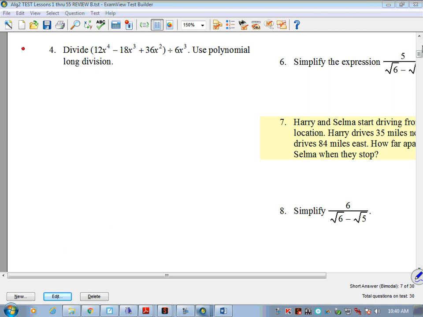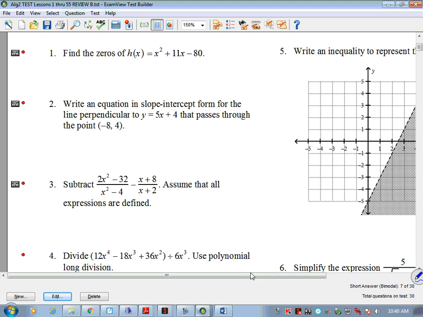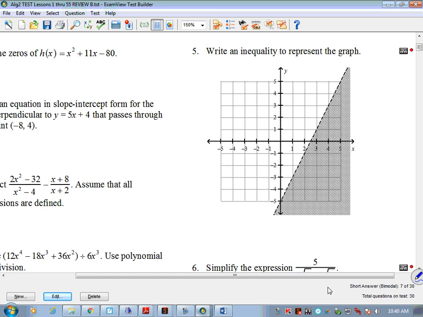Okay, number 5. Write an inequality to represent the graph. The first thing we want to do is we're hoping to put this into slope-intercept form. So y equals mx plus b. And in this, we always look for the y-intercept first. We see that that's negative 5. So I can put negative 5 there.